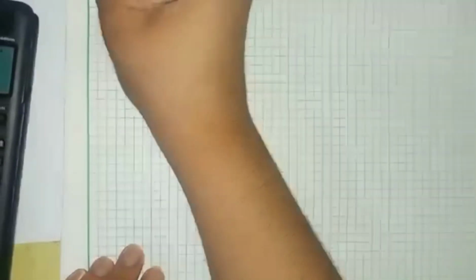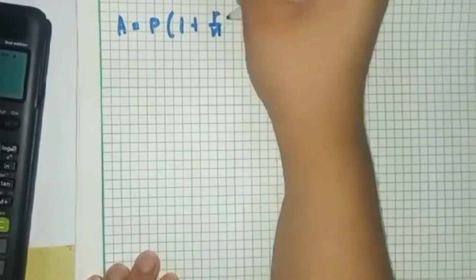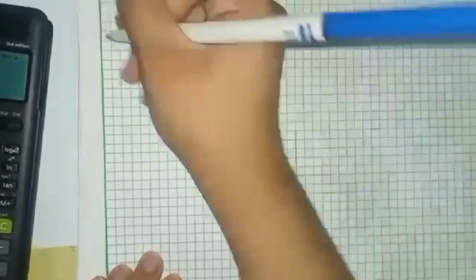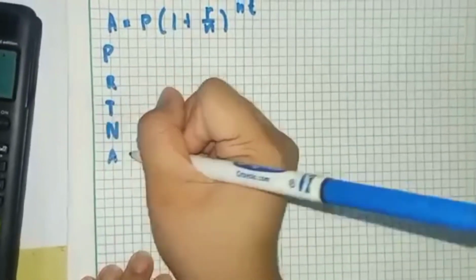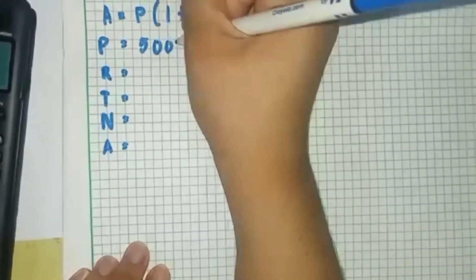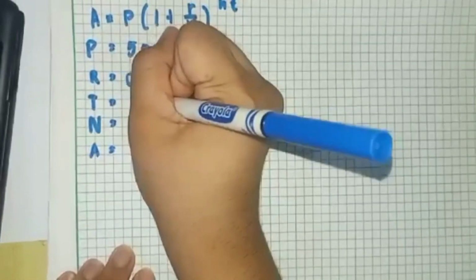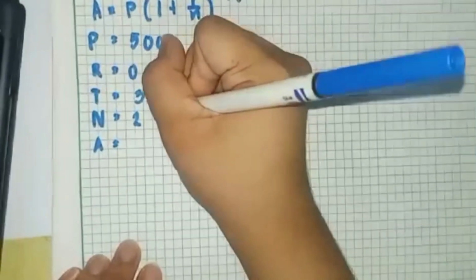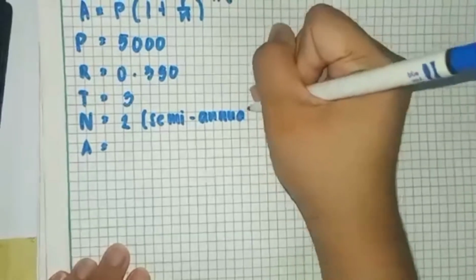Hello, so today I will be computing the interest of Philippine Land Bank. Let us write down the formula. Amount at the end is equal to principal multiplied by 1 plus rate over times compounded, raised to the power of times compounded multiplied by time. Now let us write the given: principal 5,000, rate is equal to 0.350, time 3 years, and it is compounded semi-annually. I did not convert the rate because it is already given in decimal form.